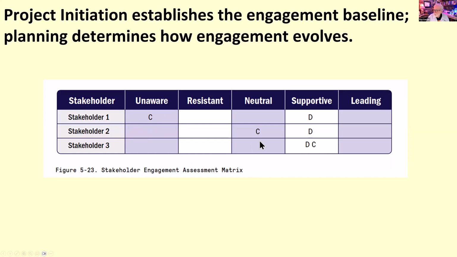Somebody that's neutral, we maybe want to move them to supportive. Somebody that's resistant, we may want to at least move them to neutral. And maybe we could bring a stakeholder into a leading role in the project. Maybe they could become a key asset on the project. So we're really looking at their expectations, what they believe the project should deliver, and we want to look at any concerns that they might have. And so again, the perceptions matter.